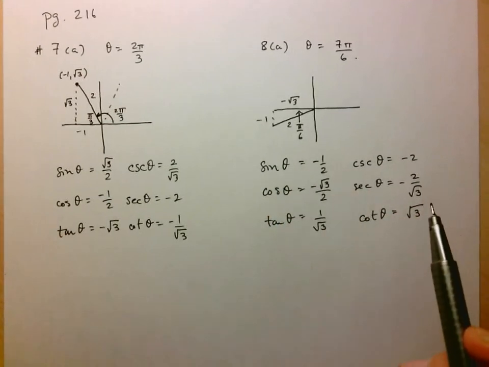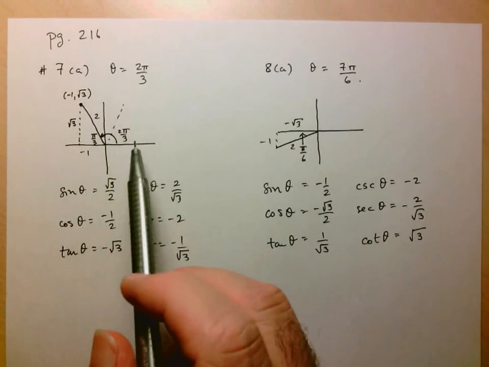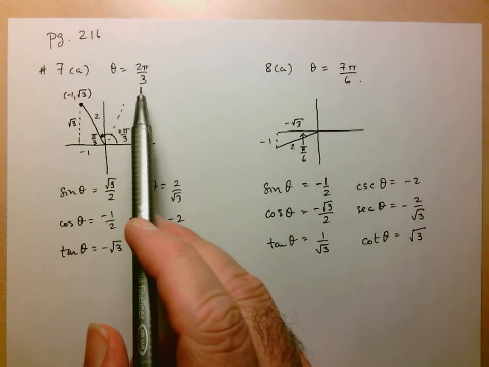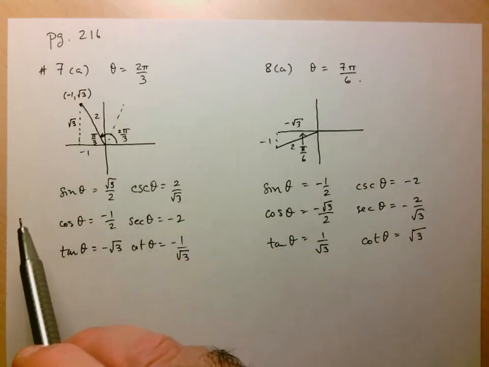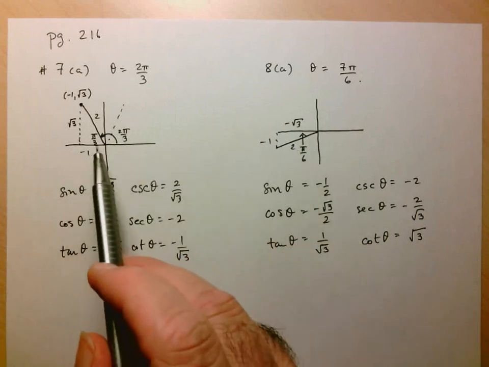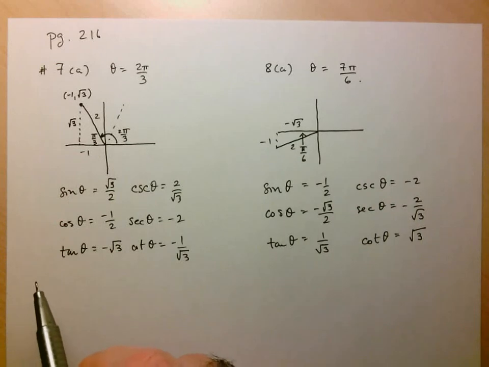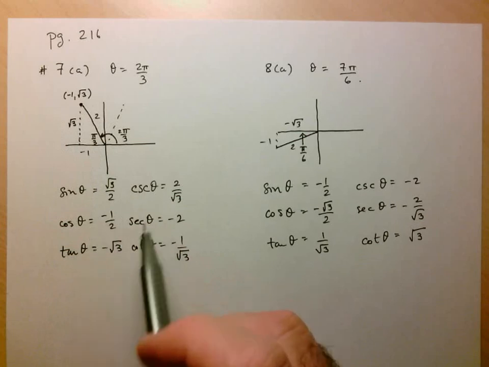Just to recap, step number 1 is to identify where the angle lives on the Cartesian plane. Step number 2 is to use the related acute angle in order to determine which special triangle you're going to use, and then set it up so that you can read off your answer directly from your diagram. That's it for these.